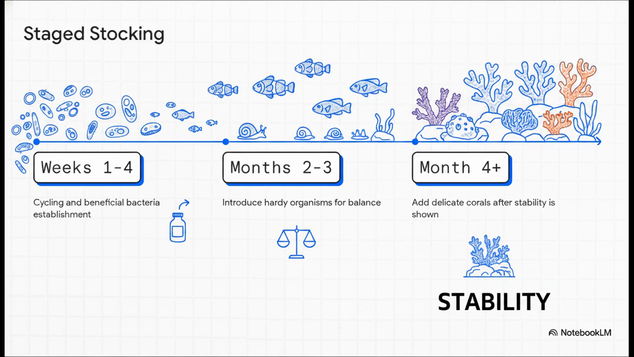And this brilliantly illustrates how stocking your tank requires meticulous staging. You spend those first 4 weeks purely on cycling and bacteria establishment. By months 2 and 3, you can slowly introduce hardy organisms to support a balanced system. It's not until month 4 and beyond that you start introducing delicate corals, but only once stability is truly demonstrated. Patience here heavily reduces the risk of those heartbreaking early livestock losses.